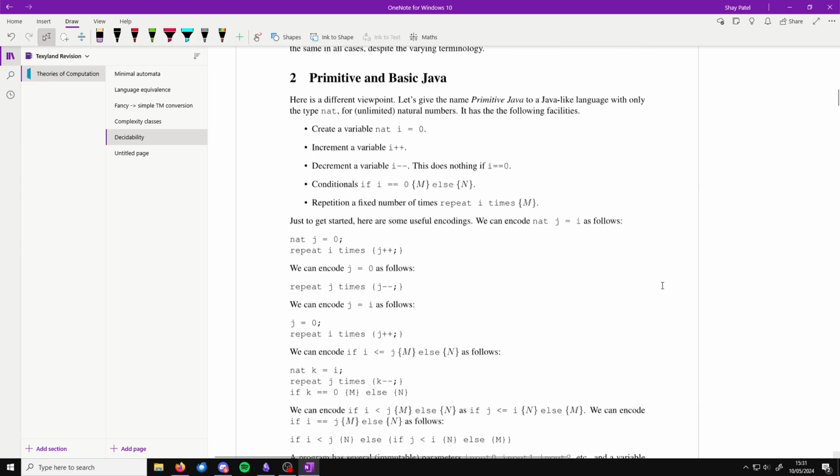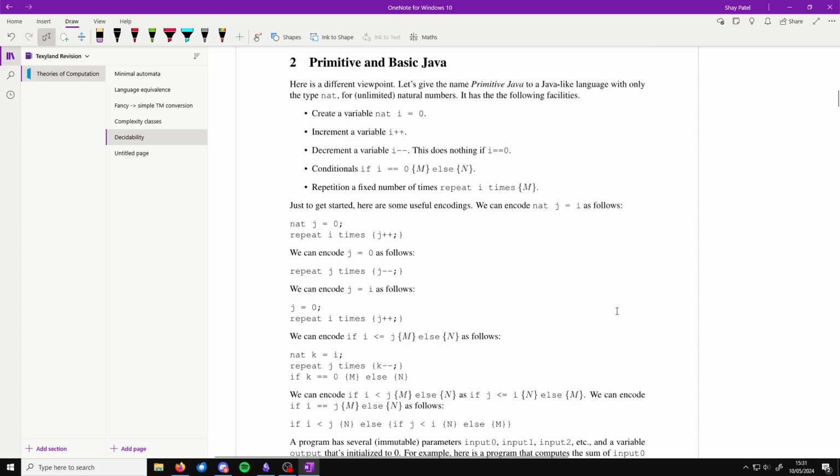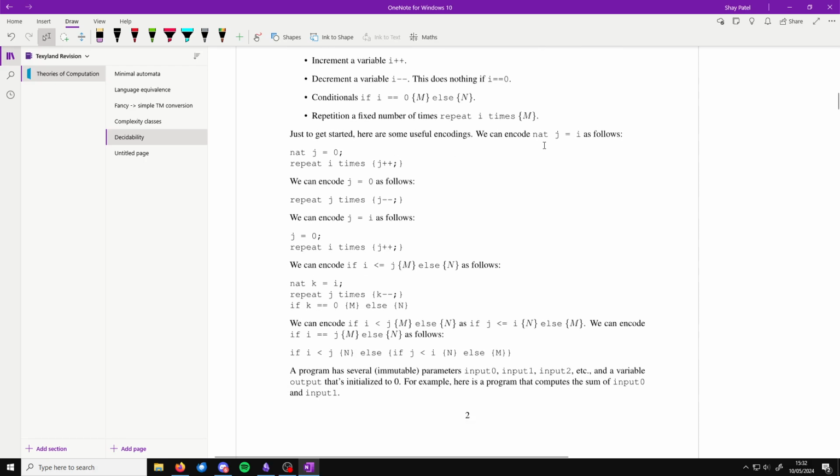Okay. Primitive and basic Java. Let's give the name primitive Java to a Java-like language with only the type nat for unlimited natural numbers. It has the following facilities. You can create variables, increment a variable, decrement a variable, conditionals like if something's true then run m, else n, and repetition of some code a fixed number of times. Just to get started, they've given us some encodings, so we can encode nat j = i as setting j to 0 and then increasing j i times. So we can use these to derive all of these different things we can do.